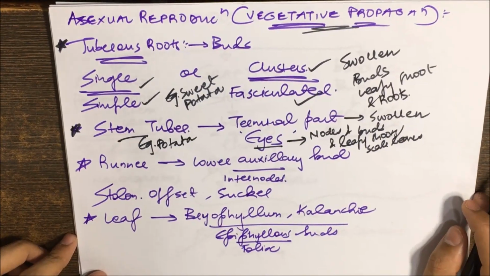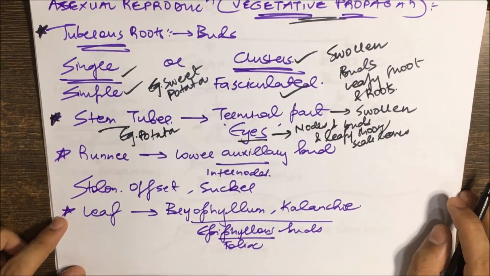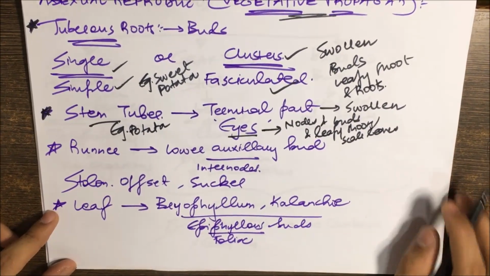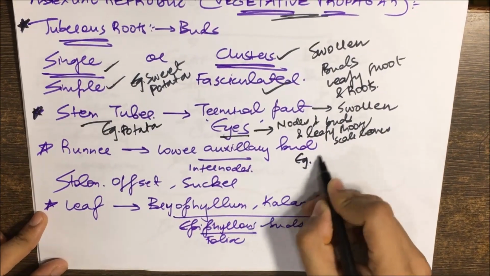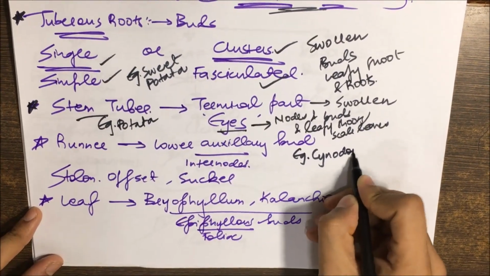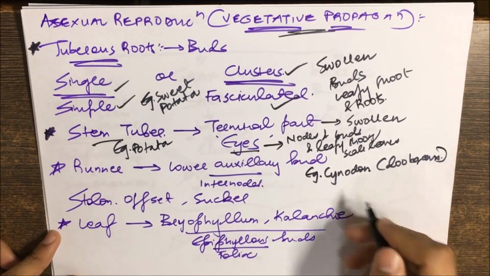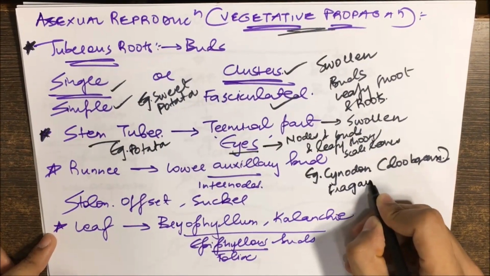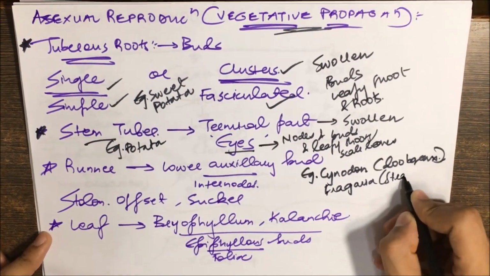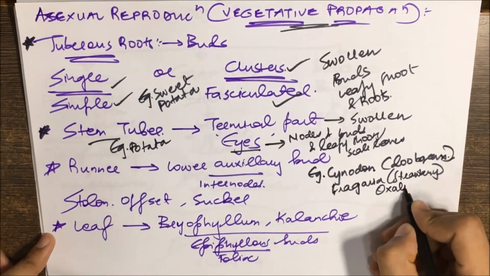Another type of organ which is developed for vegetative propagation is the runner, which is a slender, prostrate and subaerial branch which creeps horizontally on the surface of the soil, which is produced by organisms like the Cynodon, doob grass, Fragaria or strawberry, and Oxalis for vegetative propagation.